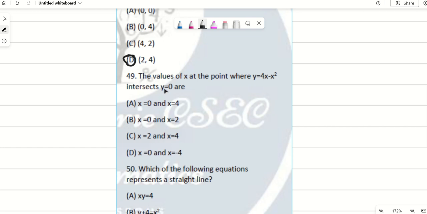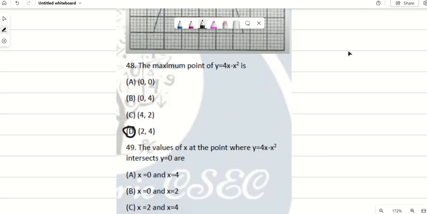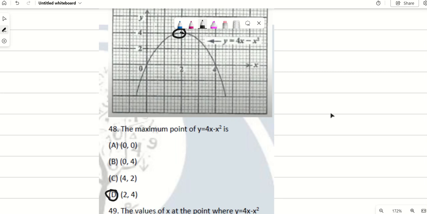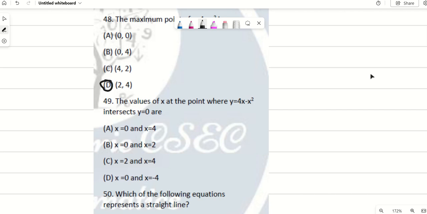Number 49: the values of x at which the equation y equals 4x minus x squared intersects y equals 0. So they want to know the values of x when y is equal to 0. Looking at the graph, when y is 0, it would be on the x-axis. So that's here, (0, 0), where x is 0, and x is also 4. So the answer would be x is 0 and x is 4.